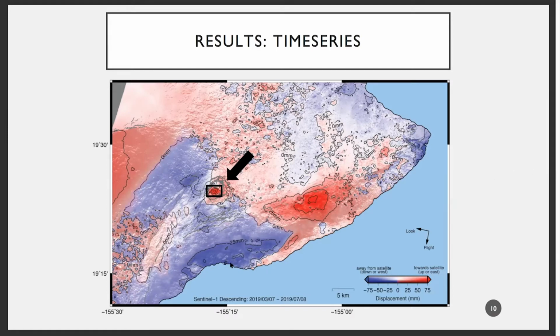There's a fault around here, and my advisor is saying that there is possibly a slumping event that could be happening towards the ocean. So maybe that's what's going on, maybe not. But that's a decently big signal here.